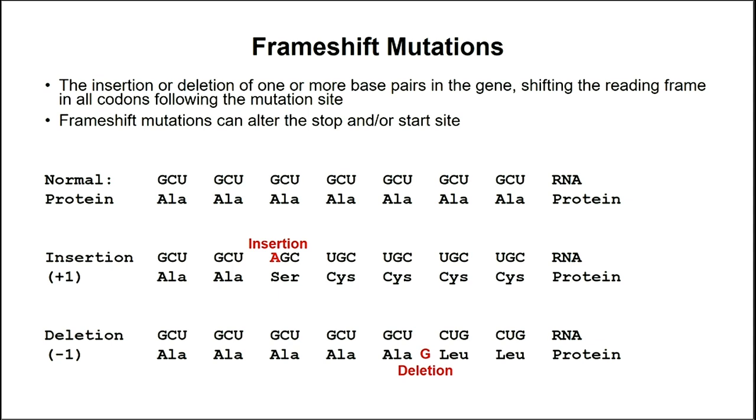It's called a frame shift because this will shift the reading frame. For example, say we have a protein that has a string of alanines, right? Here we have 7 different codons that all code for alanine. And there was a frame shift mutation that inserted an A. Now instead of a whole bunch of alanines, we have a few alanines followed by a serine and then a bunch of cysteines. And anything after this will also be changed. This could also happen if we deleted. In this bottom example, if we deleted a G, instead of a whole bunch of alanines, now we have a bunch of alanines followed by leucines.